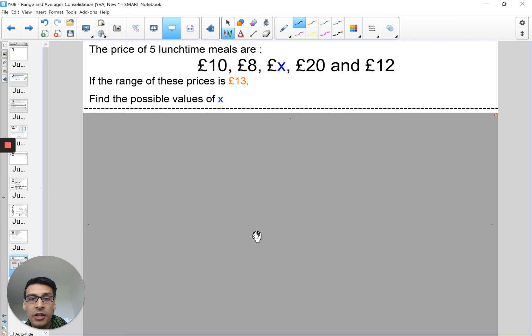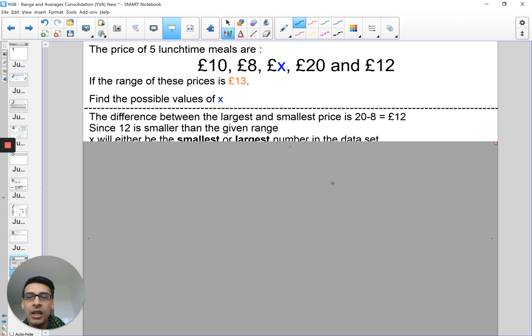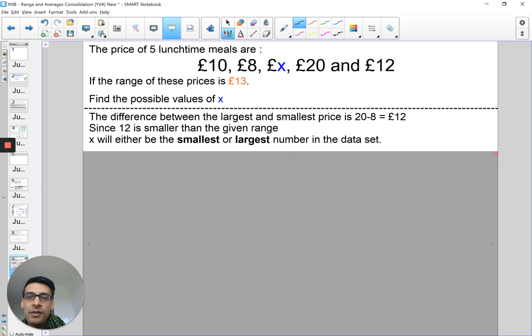Okay, so I'm going to go through it. You should have an answer of your attempt here, because these are the type of questions that are on the worksheet. So if you can now check it, I'll check it with you. The difference between the largest and smallest price is, as we look at what we did before, we can see the prices given are on here. So 20 take away 8 gives you 12. However, that doesn't match the range that we're given. The new range is 13.